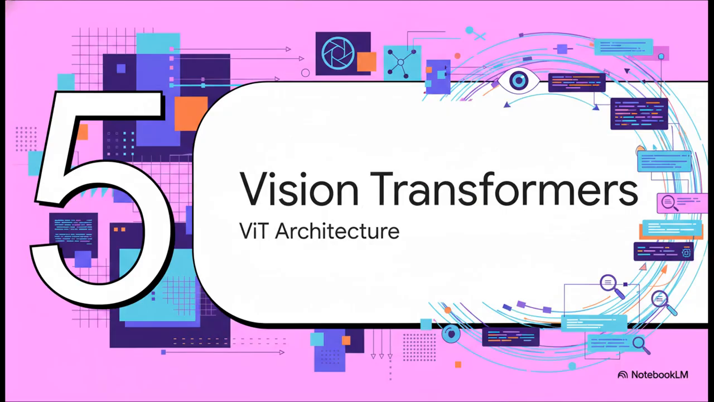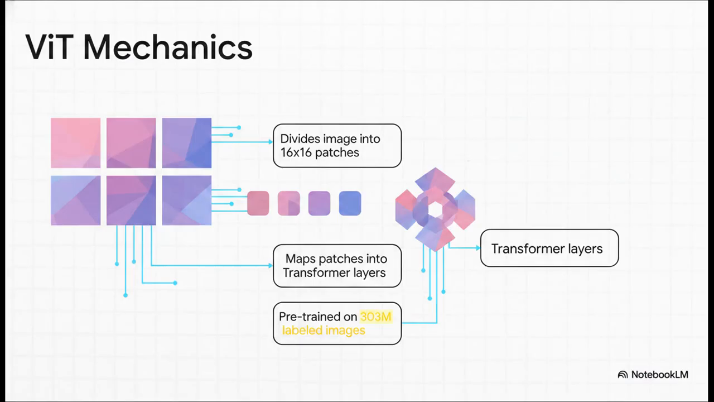And finally, Section 5, Vision Transformers, or ViT. This really brings our whole journey full circle. The brilliant leap here was researchers figuring out how to take this NLP-native architecture, which was originally designed to read text, and reverse engineering it to process visual photographs. The mechanics of the vision transformer are ingeniously simple, yet crazy powerful.